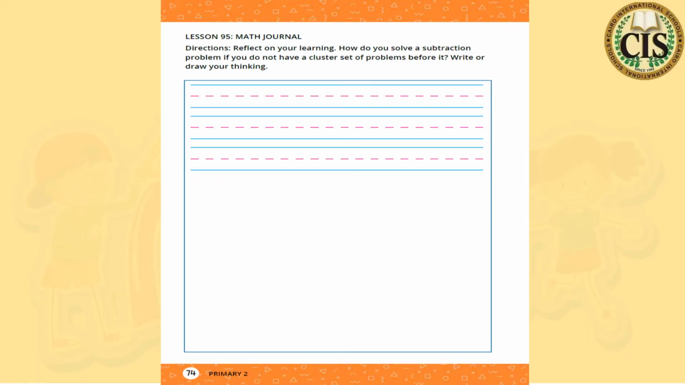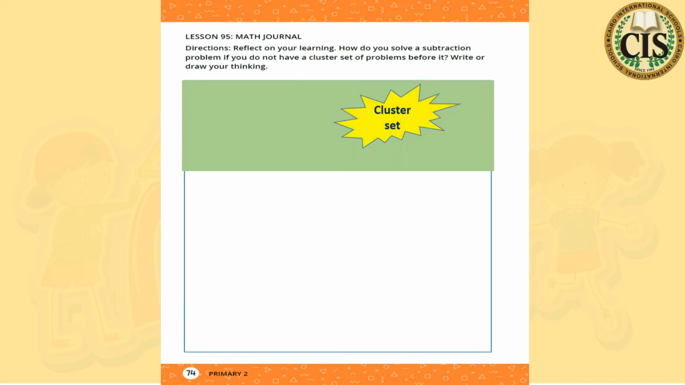Lesson 95, the math journal part. Reflect on your learning. How do you solve a subtraction problem? If you don't have a cluster set of problems before it, write or draw your thinking. Now we have a subtraction problem and we will solve it using cluster set. 93 minus 33 equals what? Subtract ones with ones, tens with tens. So the result equals 60.